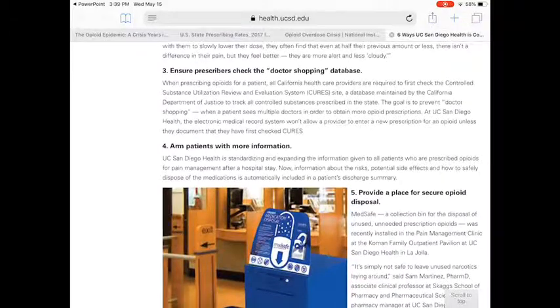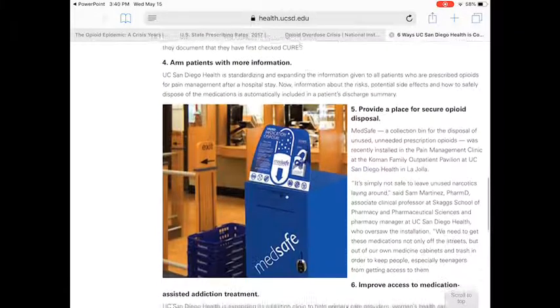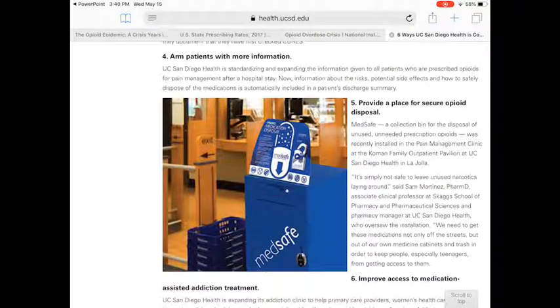Making sure that providers always check the specific database that California has called CURES. It's maintained by the California Department of Justice, and it tracks all controlled substances prescribed in the state, so that if we're checking that, we're able to keep patients from shopping around and getting different opioids from different providers. Helping patients understand better how to manage their opioid use so that it doesn't eventually turn into an addiction.